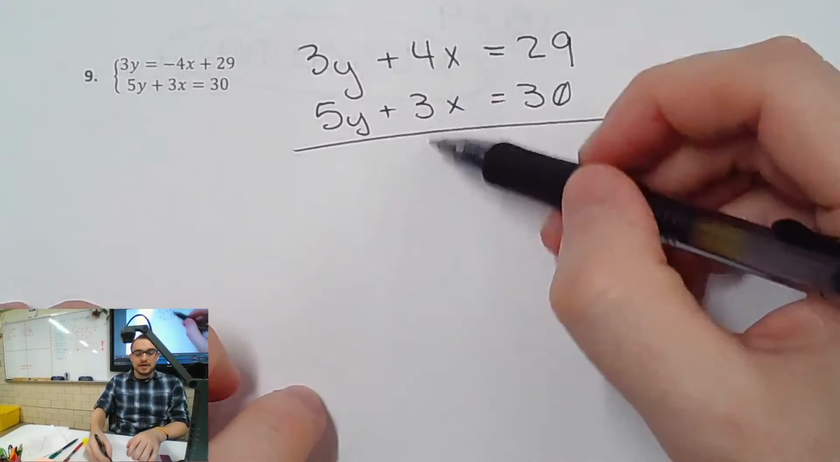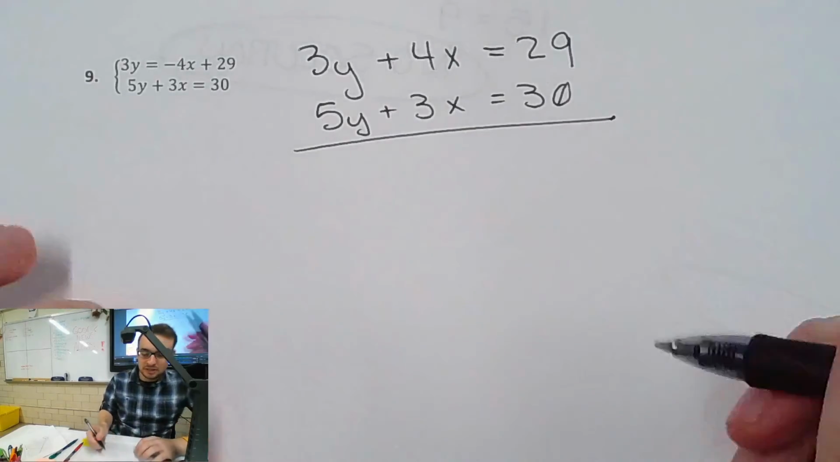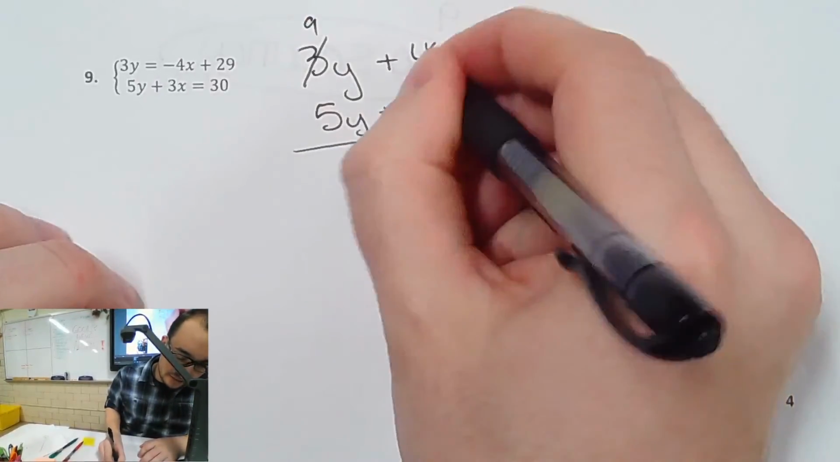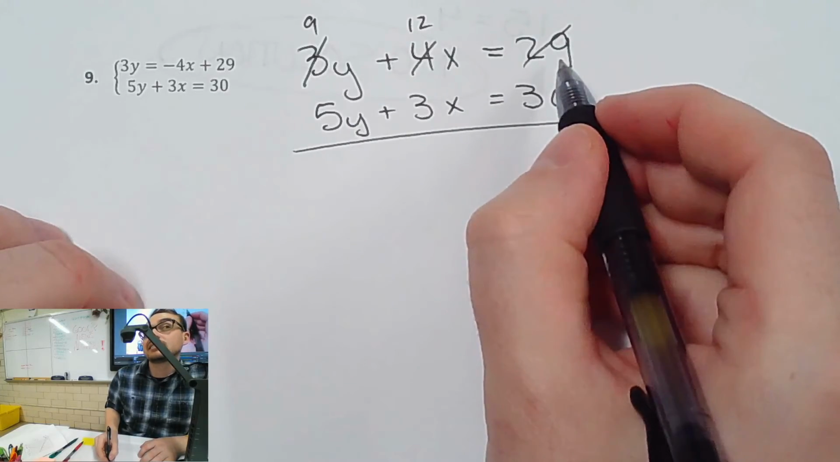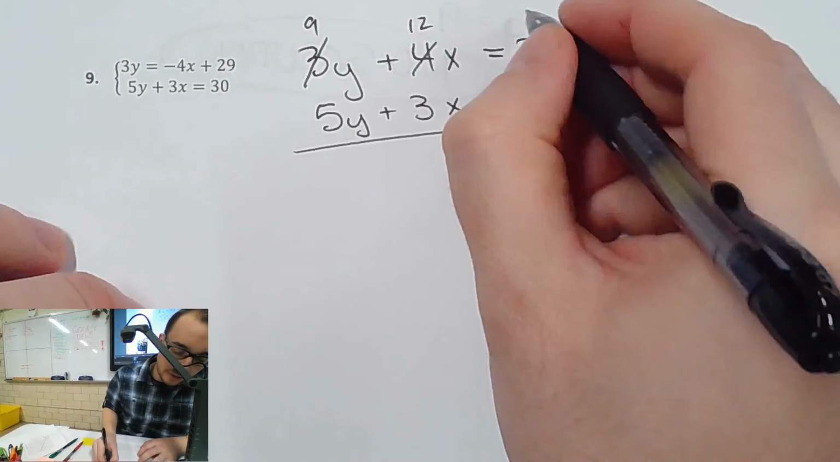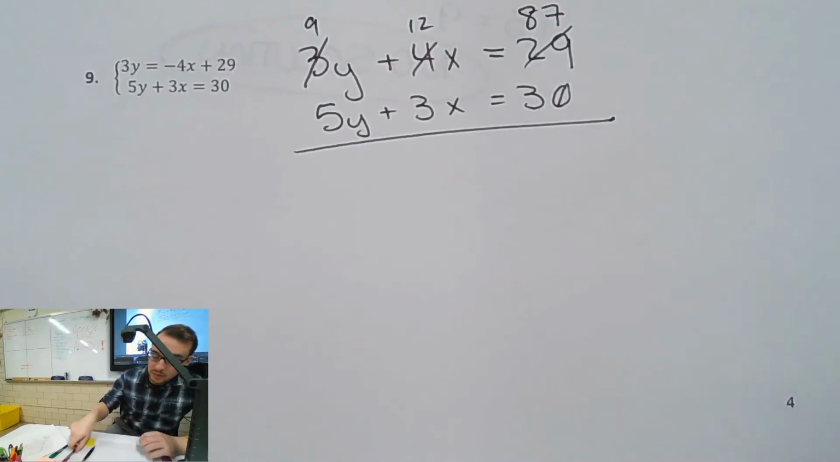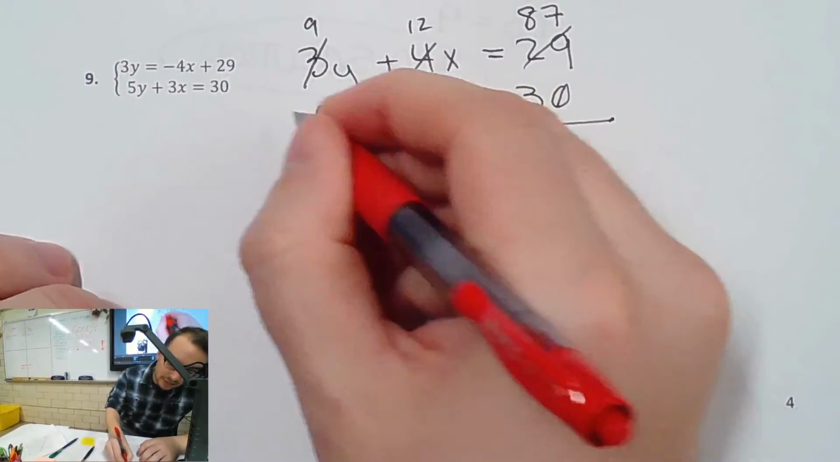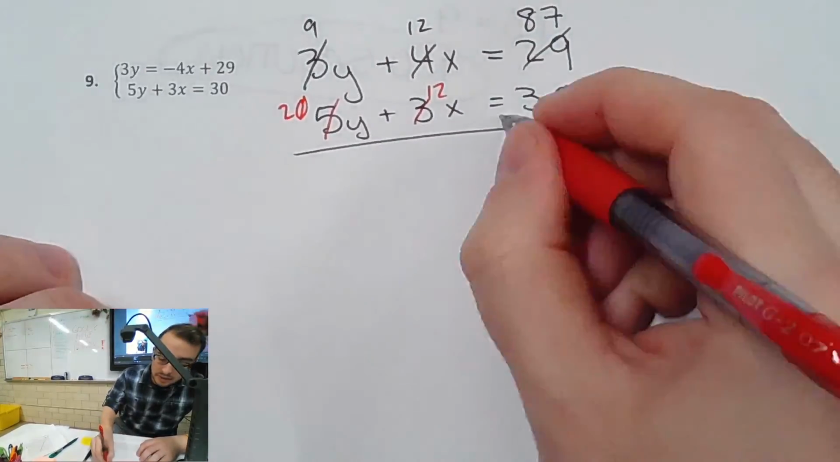Okay, let's make the x's match. What do I multiply the top by to make it match the bottom? If I multiply the top by 3, I get 9, 12. 3 times 30 is 90. Subtract 3 because we overshot it by 3. It's going to be 87. Now I have to multiply the bottom by 4. I get 20, 12, that's what we wanted to match, and 120.